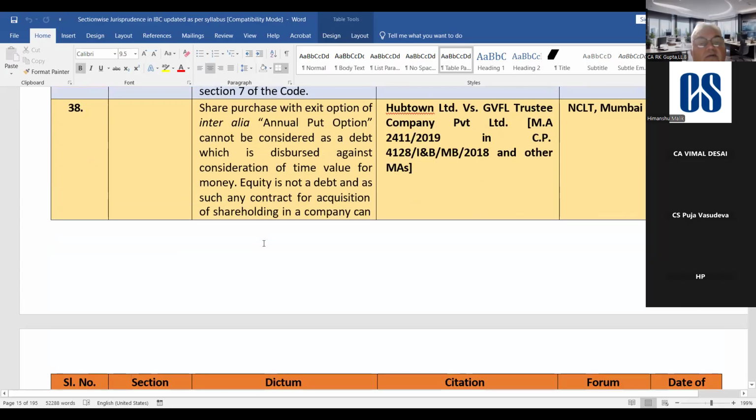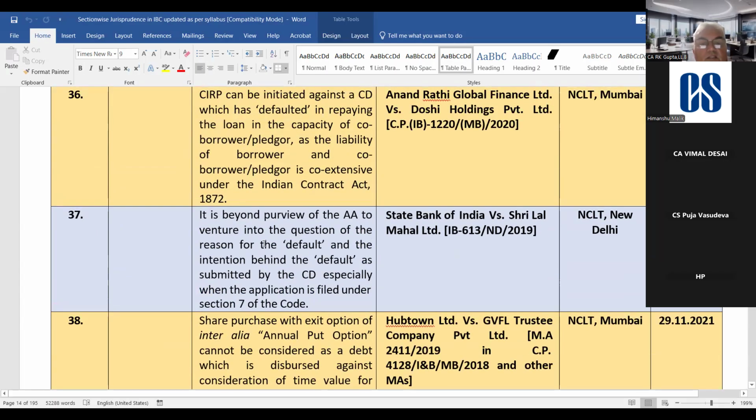It is beyond the purview of the AA to venture into the question of the reason for the default and the intention behind the default as submitted by the CD, especially when the application is filed under section 7. So for an application filed under section 7, you do not have to go into the reasons for the default. If the default has happened, it means you have to admit the application. Okay?